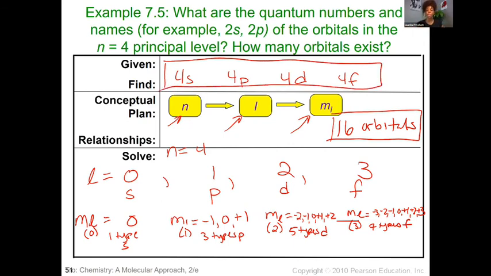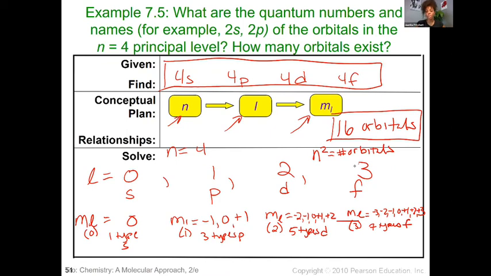Something quick I do want to show you: if you are trying to figure out how many orbitals exist in any principal level, you could also just take n squared, and that's going to tell you the number of orbitals present in that energy level. So 4 squared would give us 16, and that coincides with the value that we see based off of going through all the calculations.